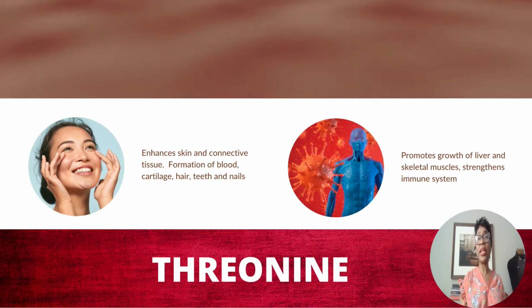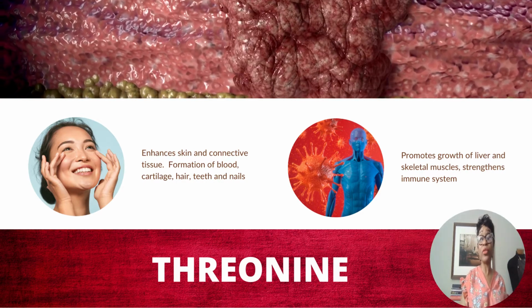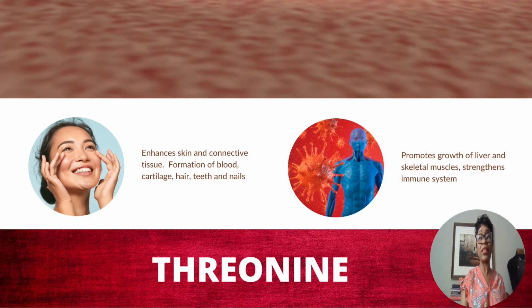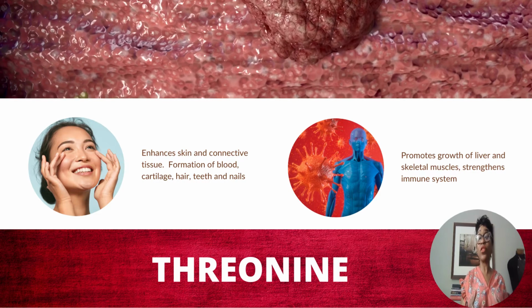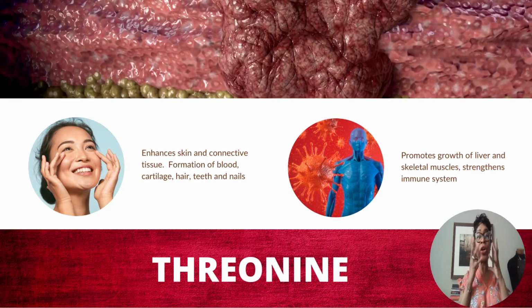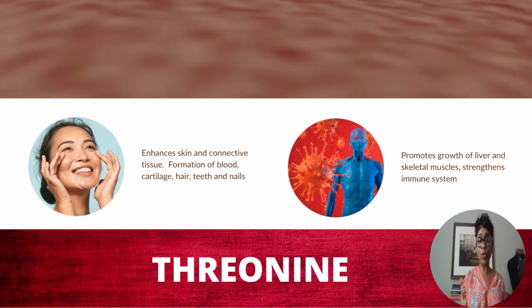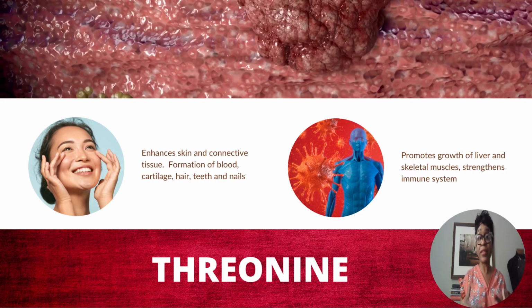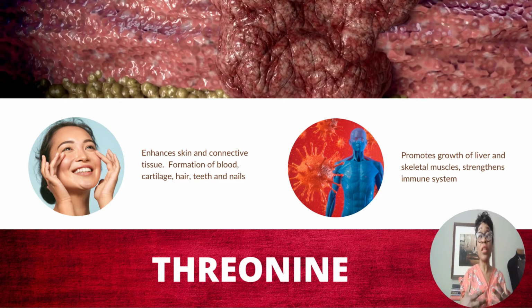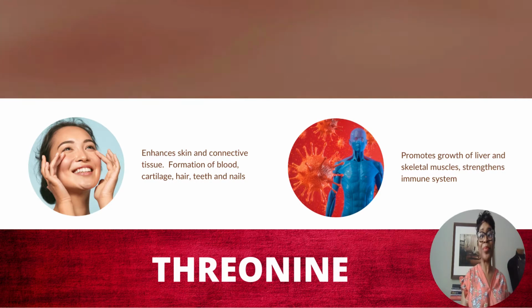Threonine is considered an integral part of structural proteins, for example, collagen protein and elastin protein that is present in your skin and connective tissues. Therefore, threonine is responsible for the formation of bones, cartilage, hair, teeth, and nails. In addition to this, threonine also promotes the growth of liver and skeletal muscles. Now, the production of antibodies and strengthening the immune system are also its prime activities.